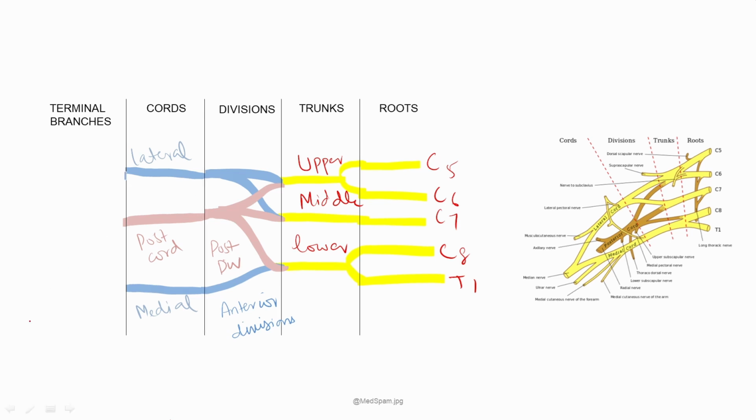Now let's move on to the terminal branches. So there are five major terminal branches that you need to remember. Now there are more branches that come off the brachial plexus. I can do a detailed tutorial on the brachial plexus later if you guys want me to, but this is just a simplified version and you just need to remember five major branches right now.